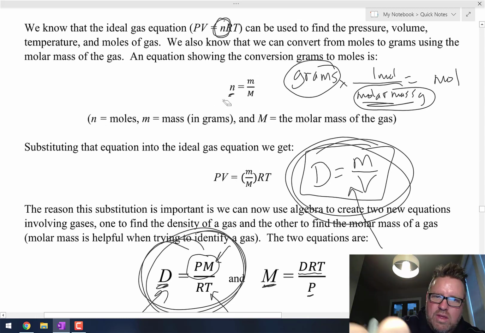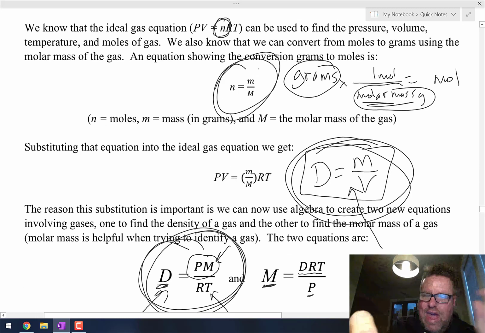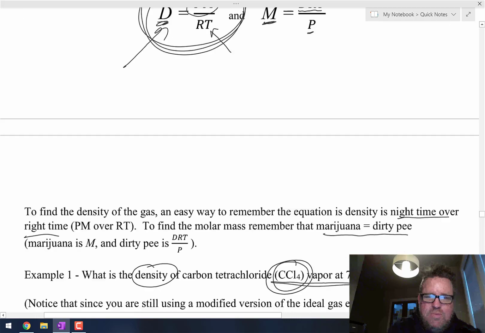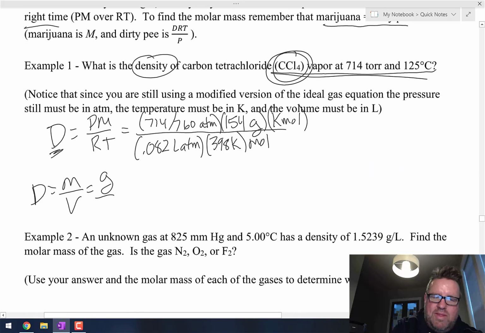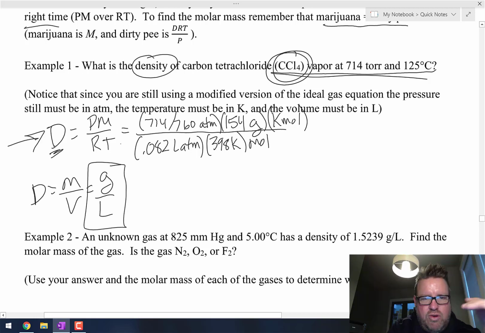When we talked about this right here, M is mass, and V is volume, measured in liters. So if we've done this equation correctly, we should only be left with grams on the top and liters on the bottom. Let's see if that happens. Atmospheres over atmospheres, Kelvin and Kelvin, mole and mole. Hey, what do you know? We've got grams left on the top and liters left on the bottom.